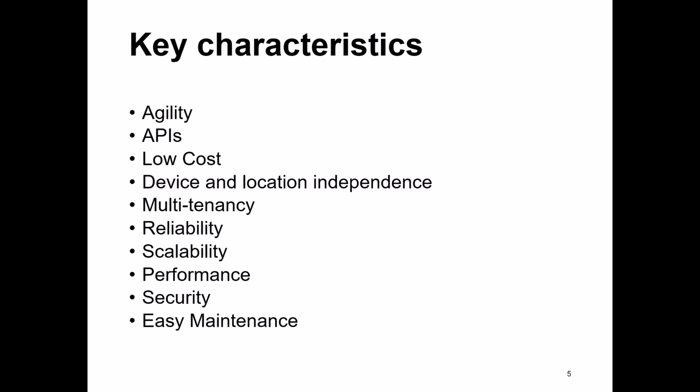Cloud systems have several different key characteristics, and they range from agility, being lower in cost, device and location independence, multi-tenancy, and all the other options that you see listed here. They take advantage of things like application programming interfaces or APIs, and if they're correctly set up, they have the ability to be scalable, provide good performance, but still be secure. And we're going to touch on a number of these characteristics as we move forward.